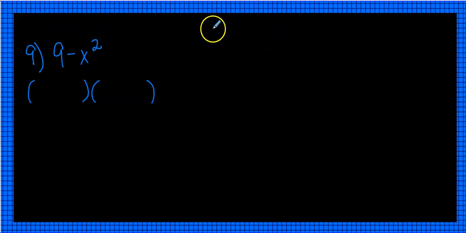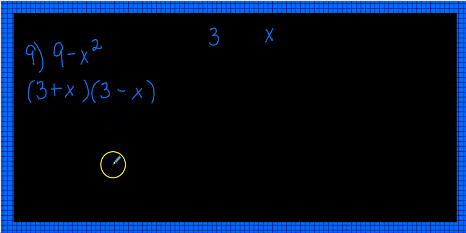So the square root of 9 is 3. Square root of x squared is x. You put those terms in the parentheses. In one set of parentheses, you have a plus, and in the other one, you have a minus. So this is how you always are going to factor difference of two squares. 9 minus x squared is 3 plus x, 3 minus x.